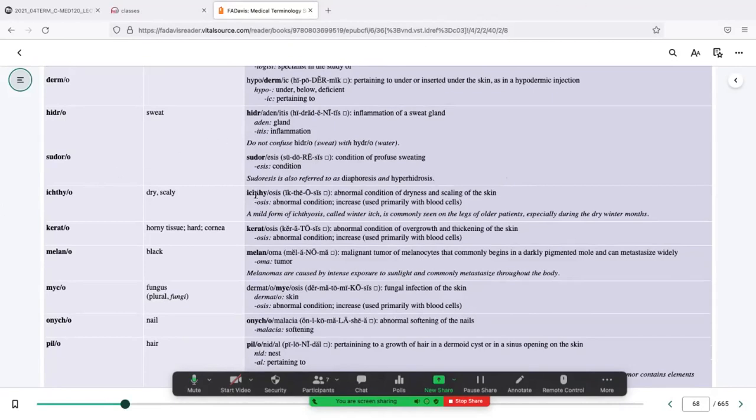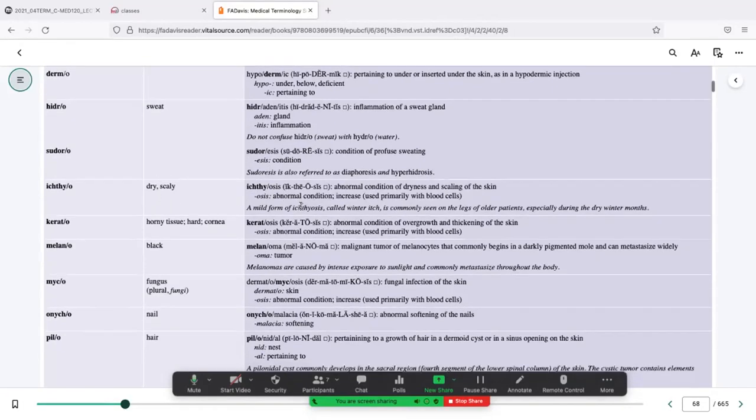Ichthyosis: osis, abnormal condition. Ichthy actually means fish in Latin, and it means dry, scaly skin. Ichthyosis. Okay.